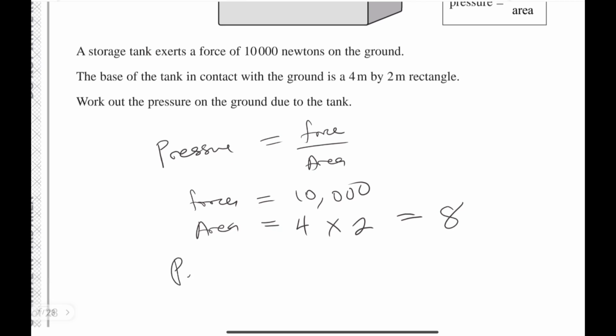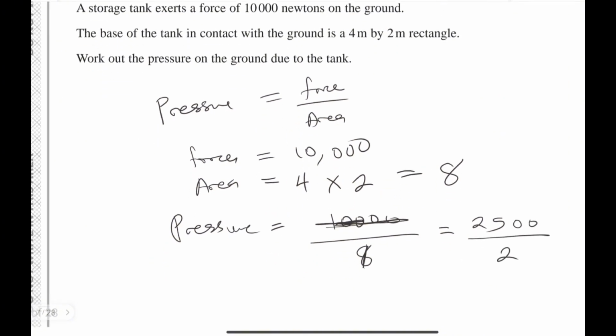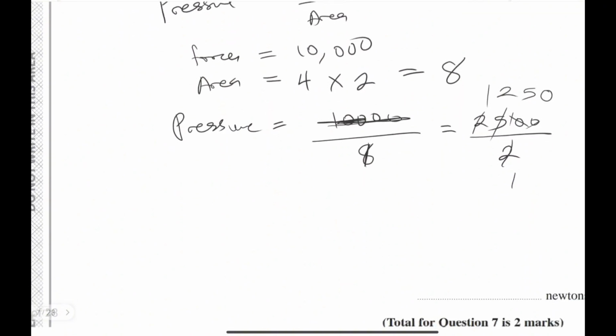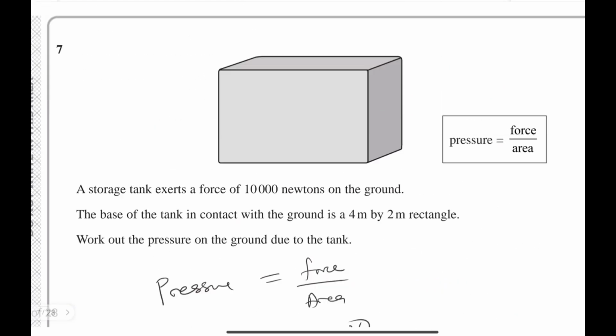So that means the pressure exerted on the ground due to the tank is going to be 10,000 divided by 8. Let's simplify: 4 goes into 100, 25 times, then 2 zeros, then 4 goes into 8, 2, so we divide 2,500 by 2. 2 in 2 is 1, 2 in 5 is 2, remainder 1, 2 in 10 is 5, and 2 in 0 is 0. So our answer is 1,250. I hope that makes sense.